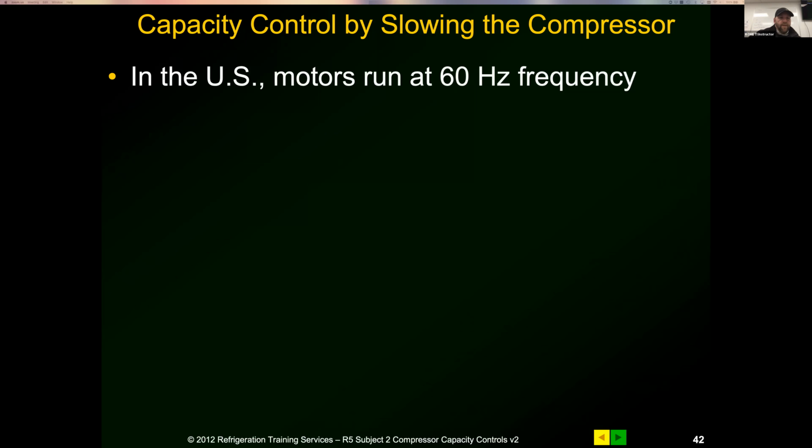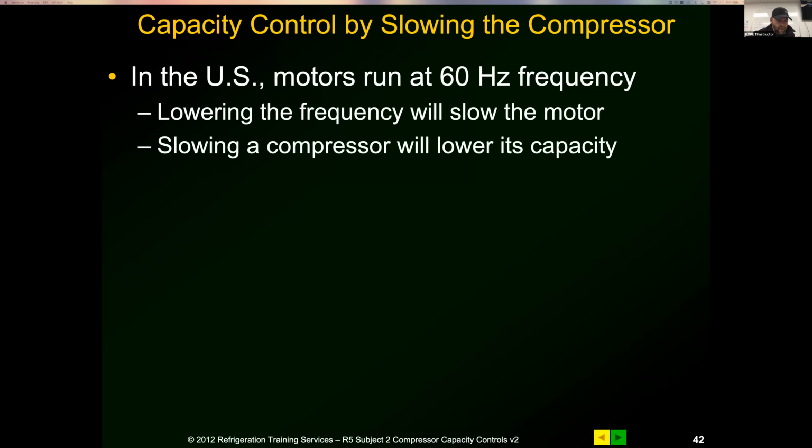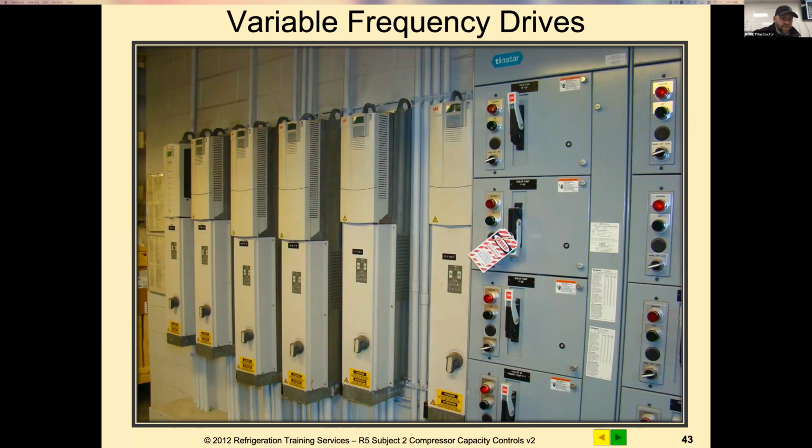So in the US, motors run at 60 hertz frequency. Lowering the frequency will slow the motor. You can't do this with just any motor. You need to have one that is rated to be tied to a VFD. Slowing a compressor will lower its capacity. Obviously, less cycles on the pistons, less capacity.